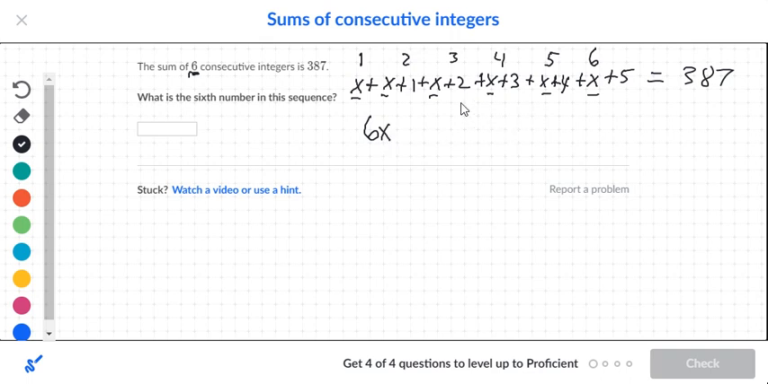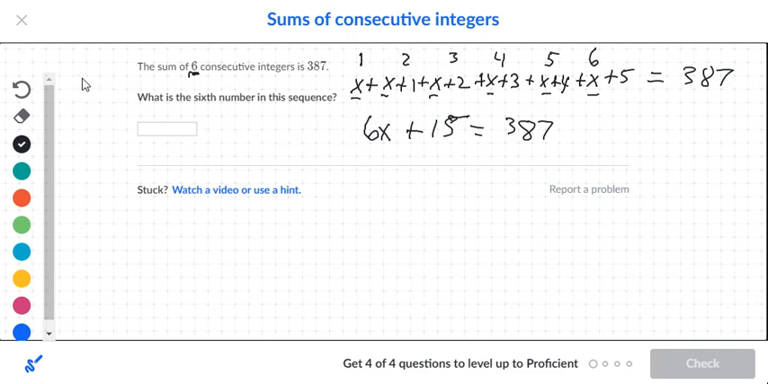Now as for these numbers left over, let's add these up. 1 plus 2 is 3, 3 plus 3 is 6, 6 plus 4 is 10, and 10 plus 5 is 15. So now I'm going to write plus 15 next to the 6x. And this is equal to 387.